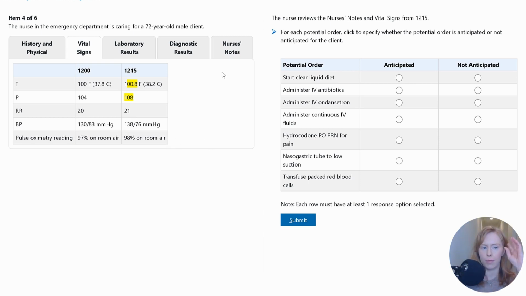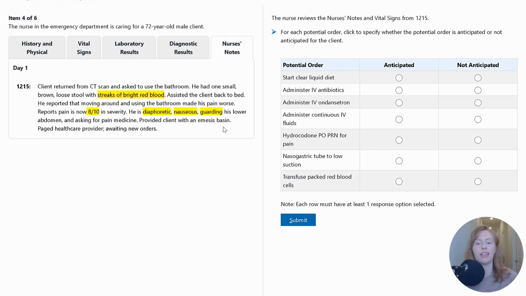So remember, keeping our picture in mind, this elderly man now having severe abdominal pain, and he looks sick. In this description, he's diaphoretic. He's guarding his lower abdomen. He's holding an emesis basin. This is a very sick picture of a client with this severe abdominal pain. So keep that in mind.